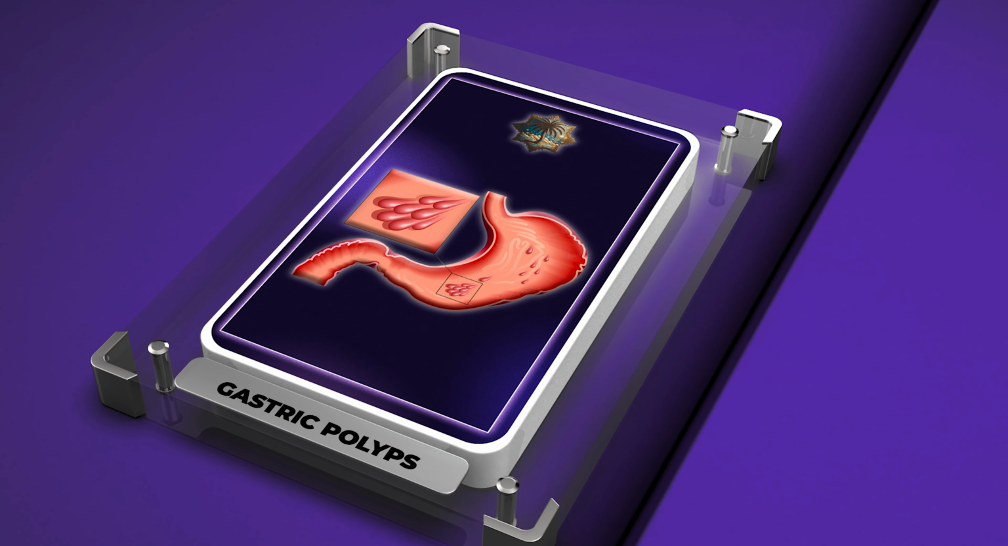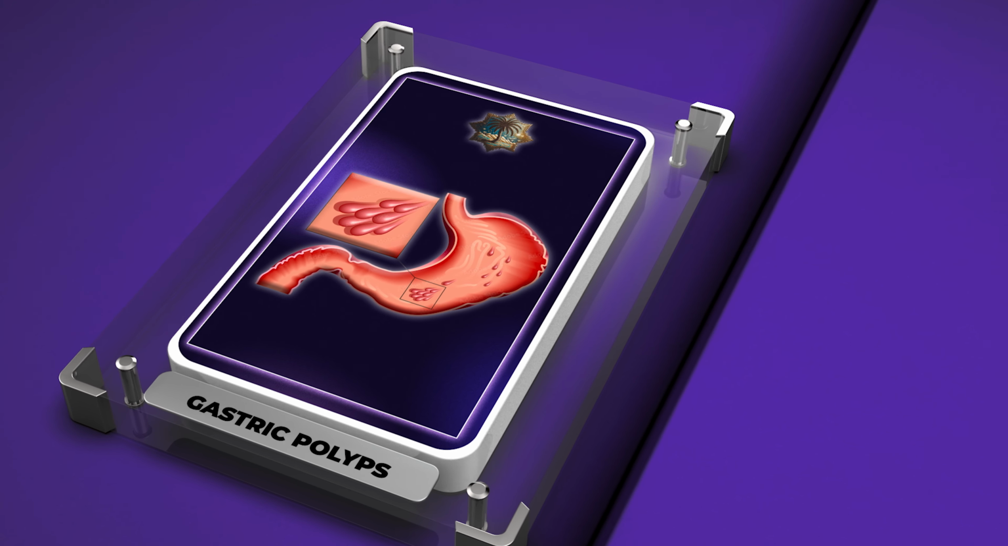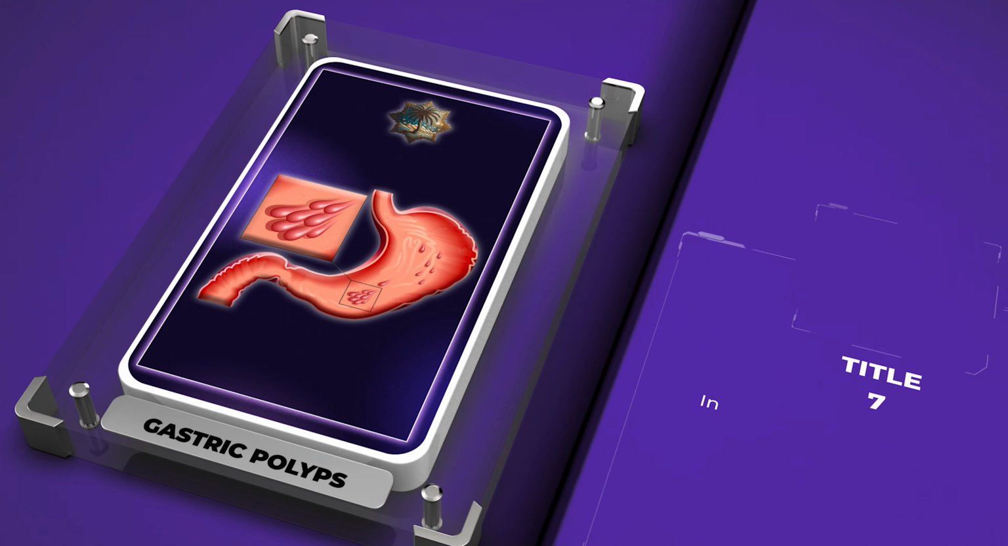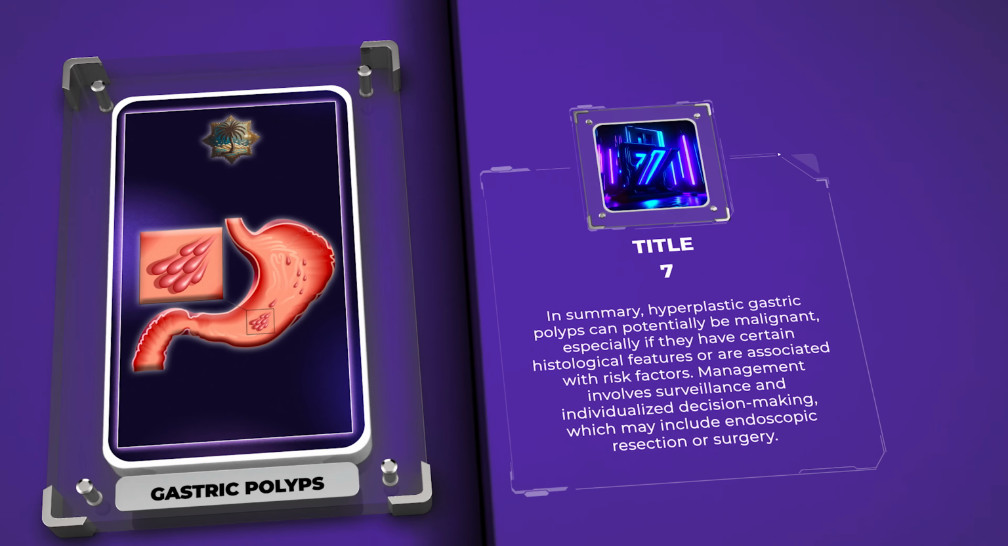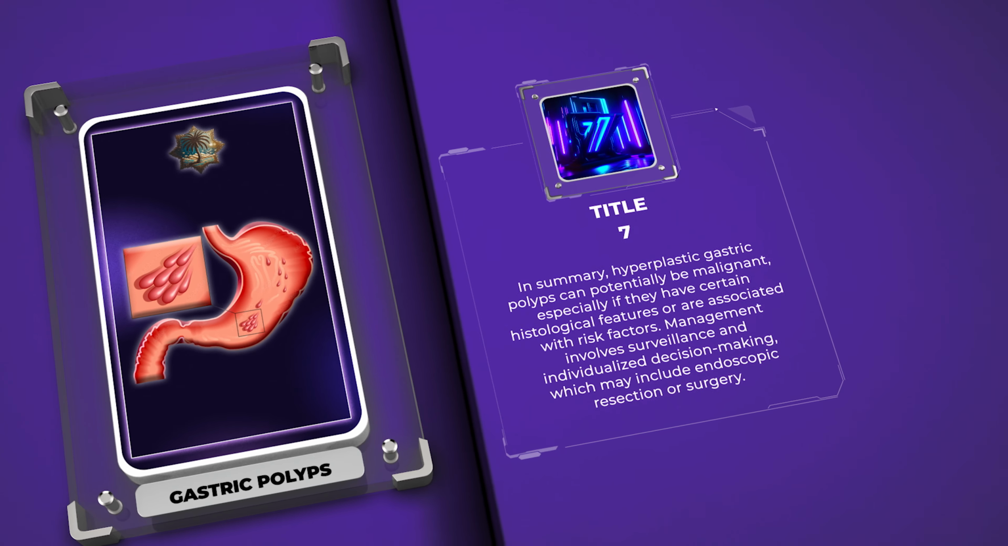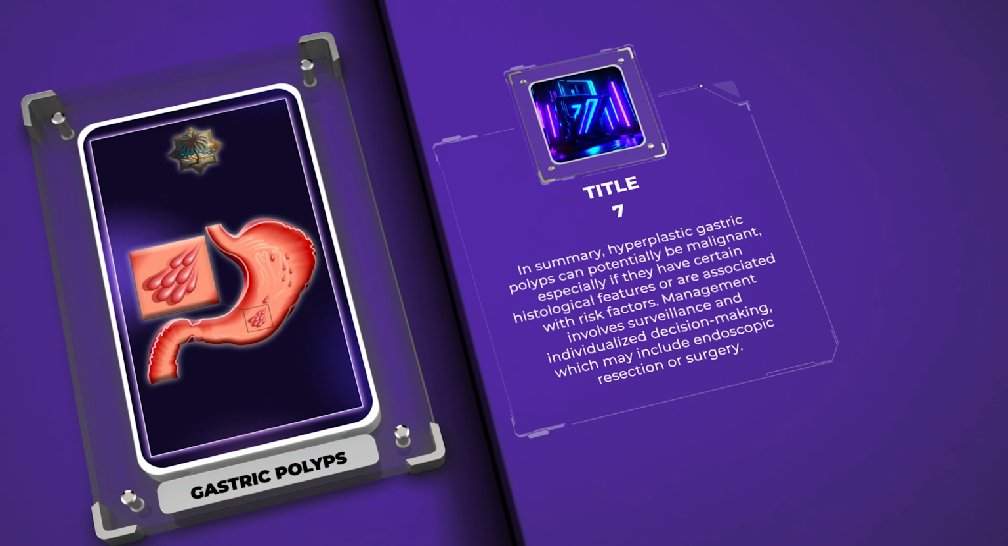In summary, hyperplastic gastric polyps can potentially be malignant, especially if they have certain histological features or are associated with risk factors. Management involves surveillance and individualized decision-making, which may include endoscopic resection or surgery.